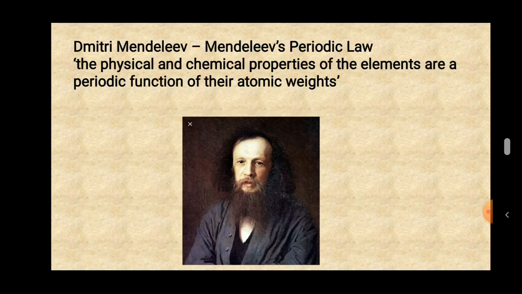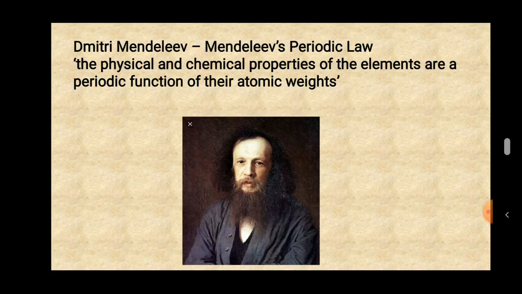Now according to his point of view, the physical and chemical properties of the elements are a periodic function of their atomic weight. Again, he also arranged the elements based on the increasing order of atomic weight. The first scientist, the German scientist called Johann Döbereiner, also explained the atomic mass of the element. And the second scientist, called Newlands, also explained the arrangement of elements based on the atomic mass. And Mendeleev also explained the arrangement of elements based on the atomic mass or atomic weight.